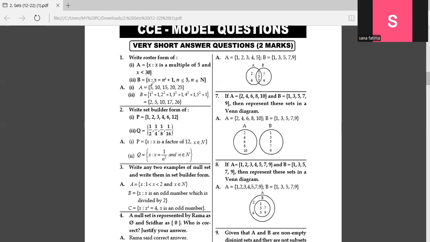Now the next question says that x is equals to, see carefully, x is equals to n square plus 1, where n is less than or equal to 5 and n belongs to natural numbers. So here n values are 1, 2, 3, 4 and 5.